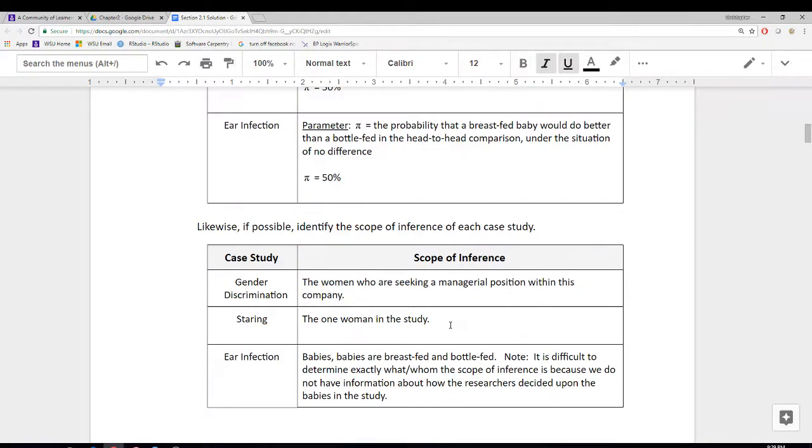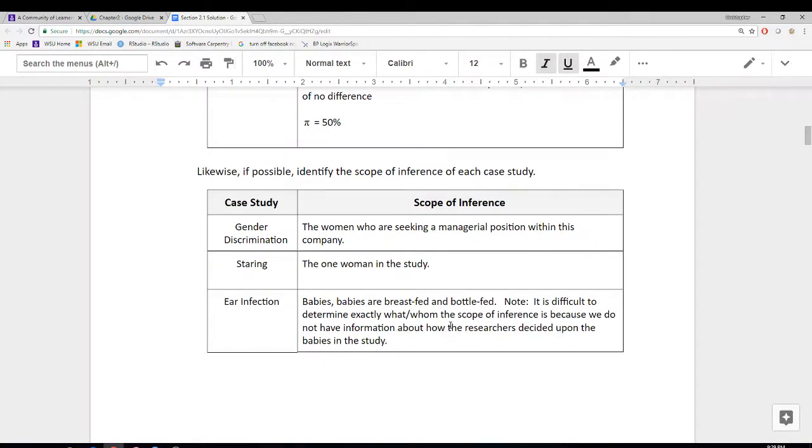In the staring example, there's only one woman that completed the study, or at least we were being asked to evaluate whether or not that one woman had the ability to identify when somebody was staring at her. We only gathered data on that one woman. Therefore, the scope of inference is simply the one woman in that study.